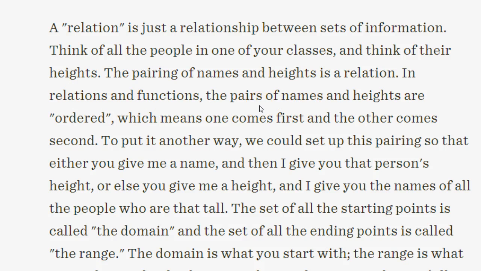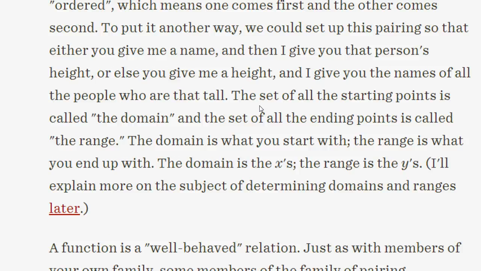The set of all the starting points is called the domain, and the set of all ending points is called the range. The domain is what you start with, the range is what you end up with. The domain is the x's, the range is the y's.